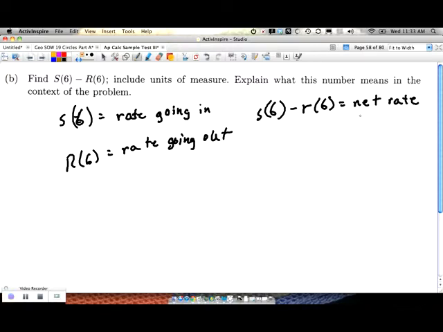It's the overall change that's happening. It's the instantaneous rate, the instant rate at t equals 6. Now you're probably wondering, wait, how can we find an instant rate when we didn't find the derivative? Well, they gave us the derivative by giving us the rates. So that means if I find S of 6 minus R of 6, I've got to plug in 6 into each of those.